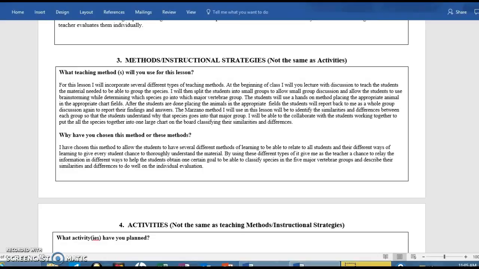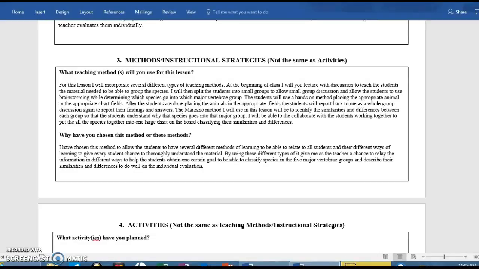After the students are done placing animals in the appropriate fields, the students will then report back to me as a whole group discussion again to report their findings and answers. The Marzano method I will use in this lesson will be to identify the similarities and differences between each group so that the students understand why that species goes into that major group. I will be able to then collaborate with the students, working together to put all these species together into one large chart on the board classifying their similarities and differences.